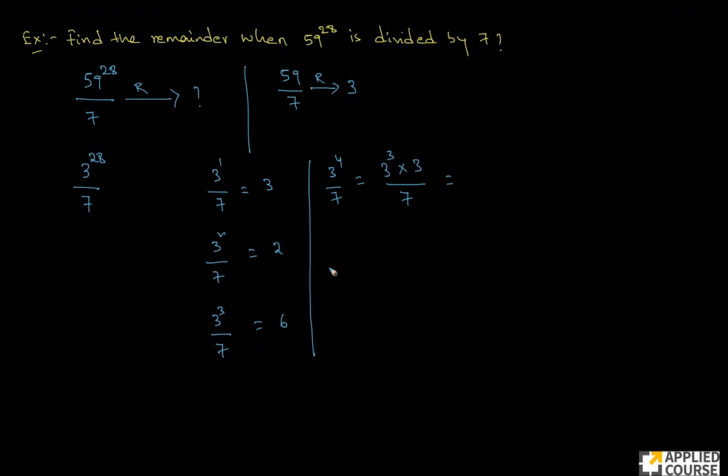Already I know 3 cube by 7 remainder is 6. 6 into 3 by 7, right? 18 by 7, the remainder is 4, right? To understand, I elaborated. You can do it mentally also, right?